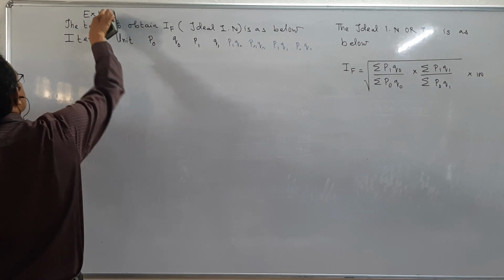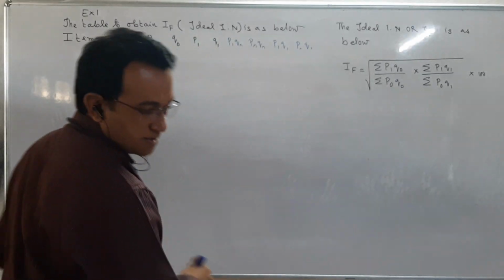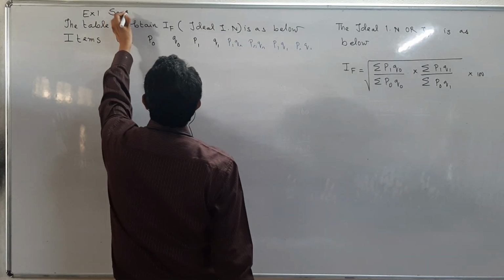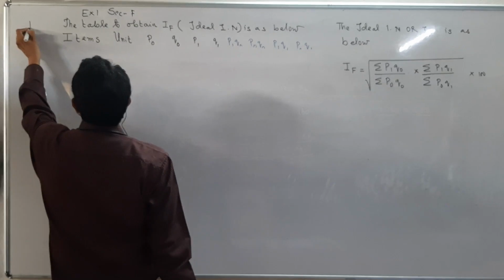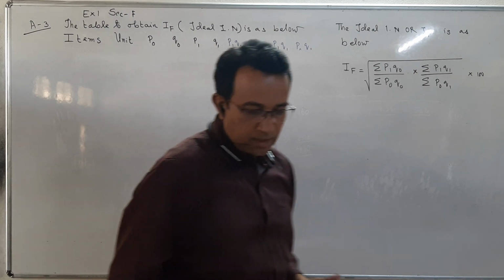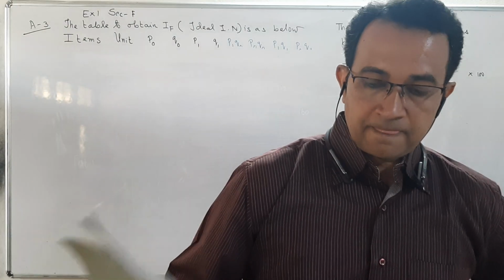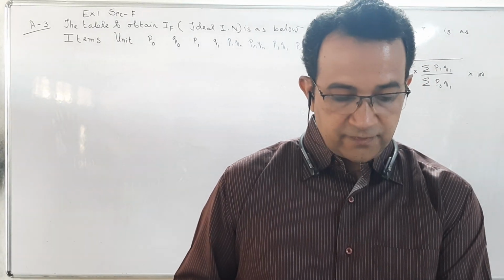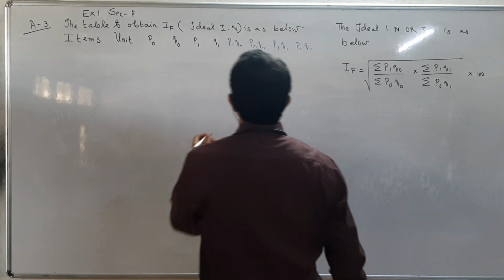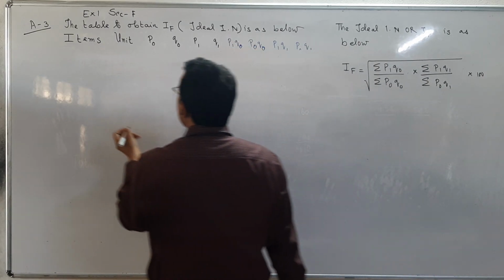Exercise 1, section F, sum number 3. Compute the Fisher's index number from the data given below about 6 different items. So this is a bit long sum, so space is an important criterion to be maintained.